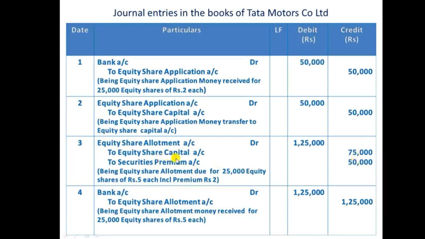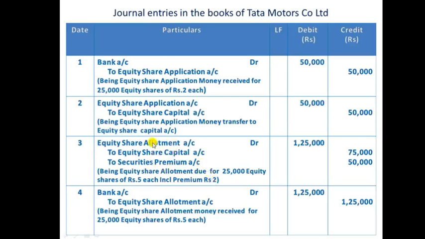And as you see here, securities premium is credited. Securities premium is an income for the business because the company is collecting an extra amount from the shareholder. According to the American approach, when income increases in the business we need to credit it. So we debit equity share allotment account 1,25,000 and credit equity share capital 75,000 and securities premium 50,000, and we write the narration: being equity share allotment due for 25,000 equity shares of ₹5 each including premium of ₹2 each.